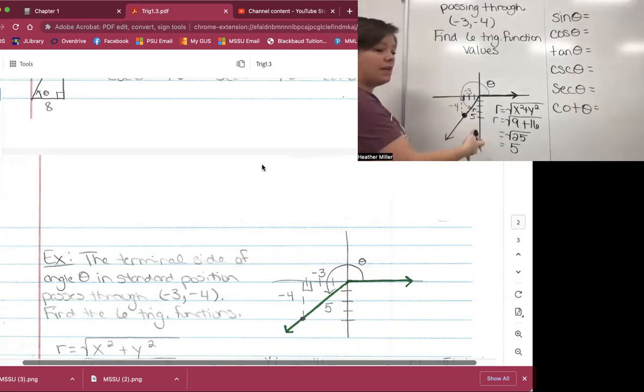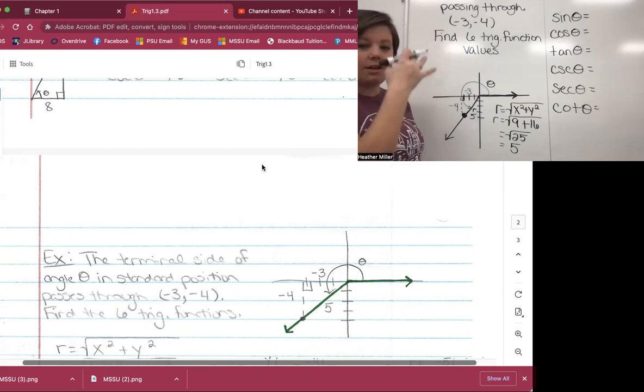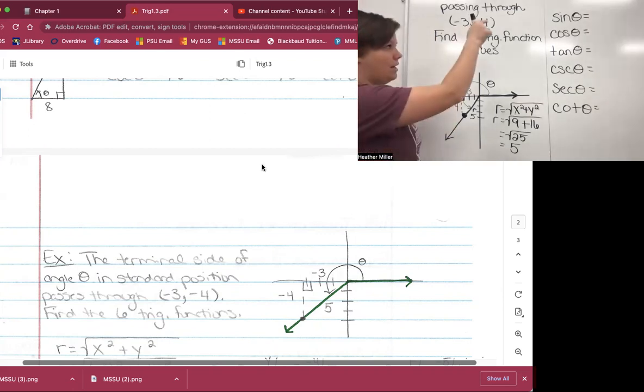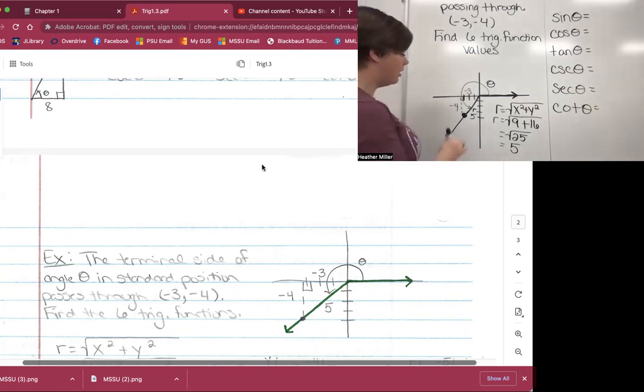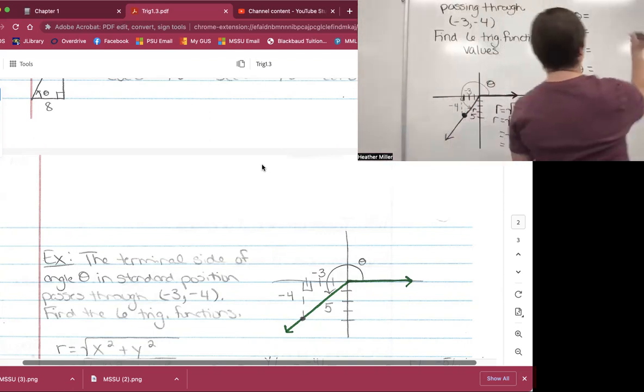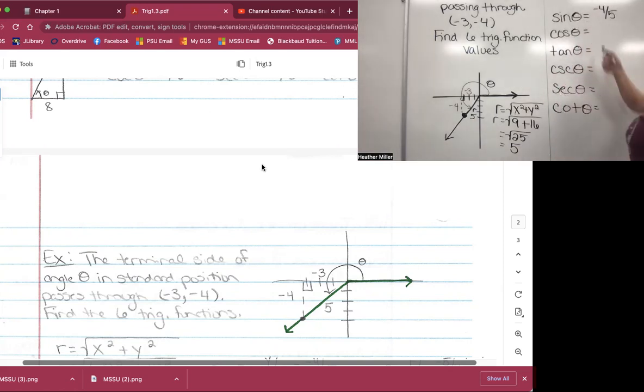Now we have all of that information, and we can take care of our sine, cosine, tangent, cosecant, secant, and cotangent. Because sine is, does anybody remember? Say it aloud at home. Sine is your y over r. Well, my y is -4, and my r is a +5. So we have -4 over 5. And since I know that's my sine, I know the inverse of that is going to be my cosecant. So I'm going to flip it.